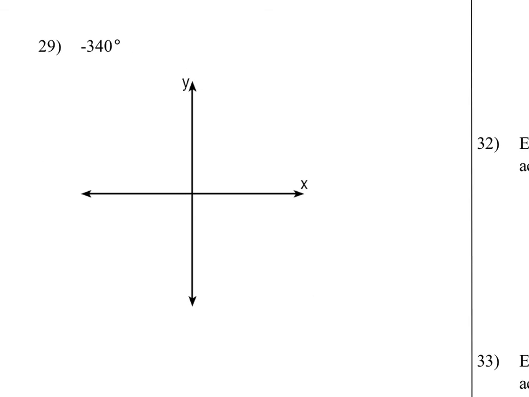This one here, negative 340. Okay, so remember with negative angles, we start here and go down. So this is negative 90, negative 180, negative 270, all the way down would be negative 360. So we don't want to go that far, but close. So this is negative 340 degrees, the whole thing. And it's in quadrant 1. It's in quadrant 1.